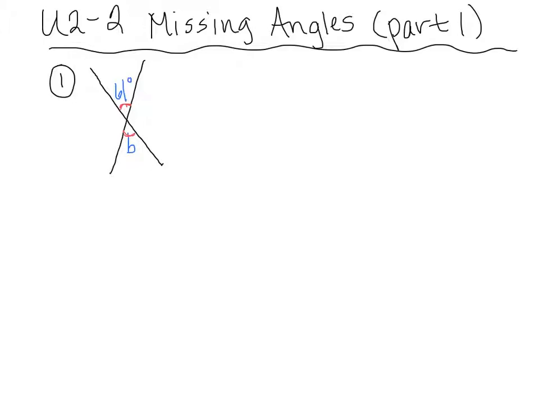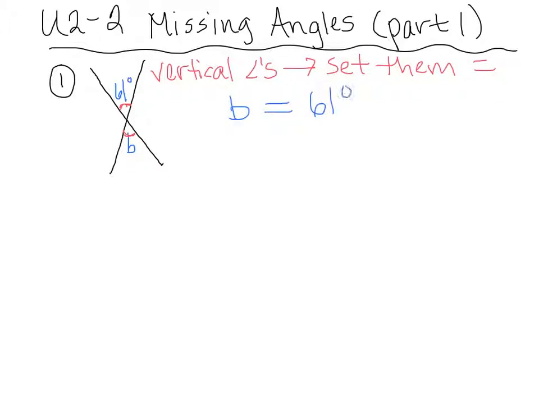So first you identify the relationship. These are vertical angles, right? They are straight across from each other. There's an abbreviation for the word angles. And in that case, you set them equal if you have two vertical angles. So here we're setting angle B equal to that 61 degrees, and we're done. Later on we'll actually have to solve for a variable x, but here B is by itself, it's 61 degrees.